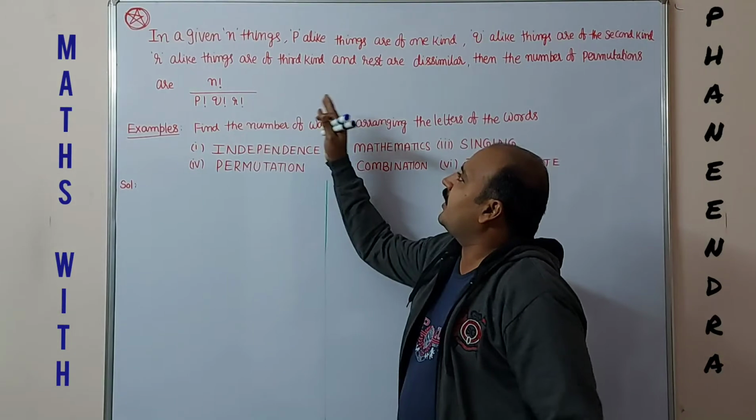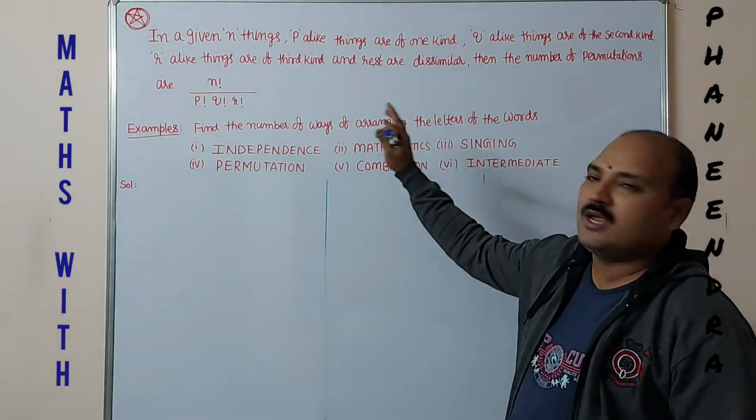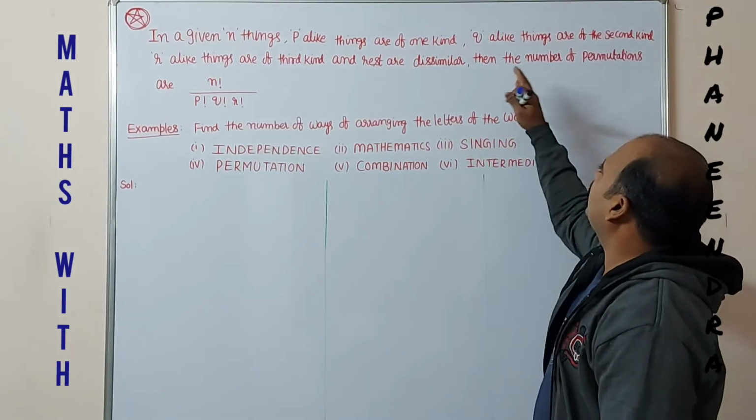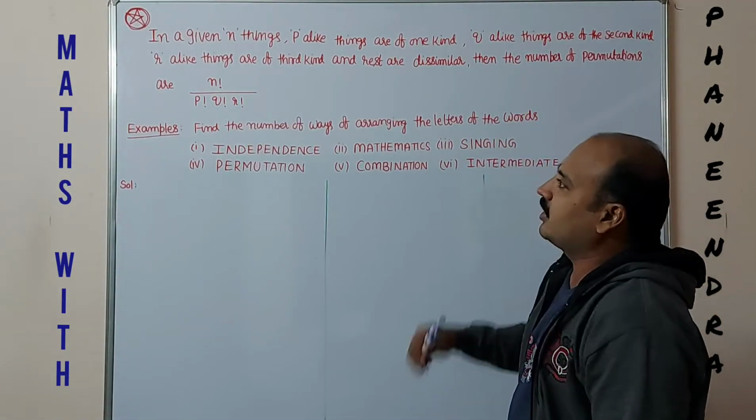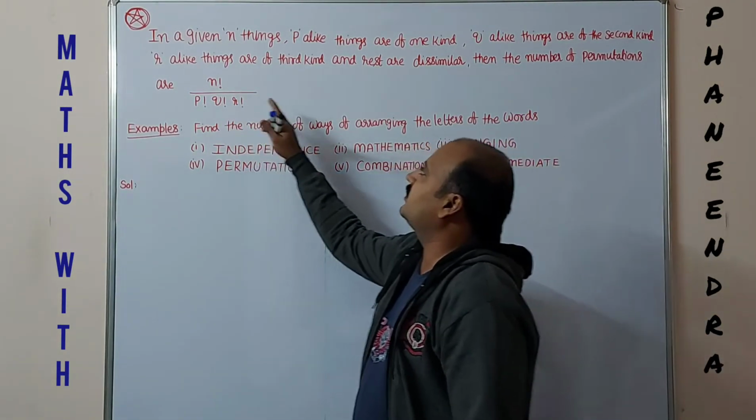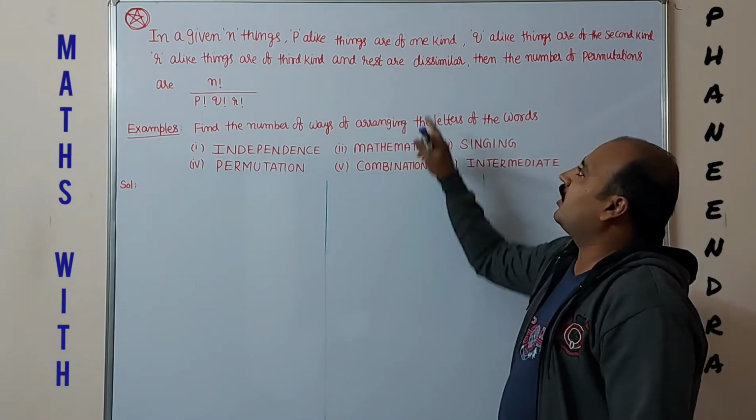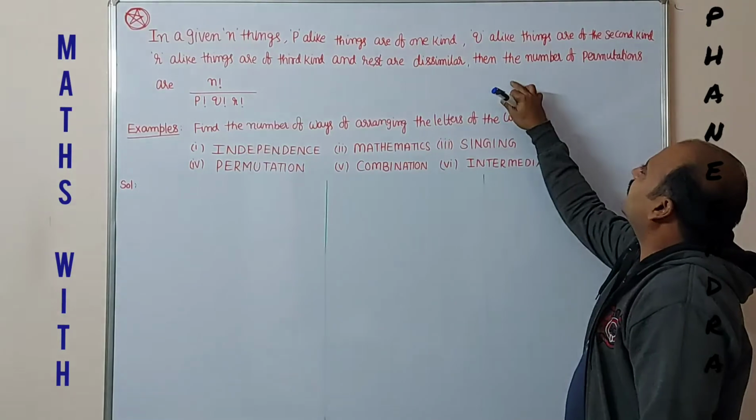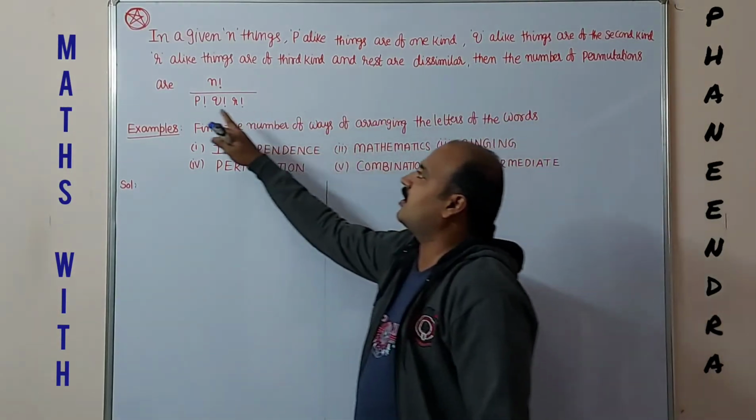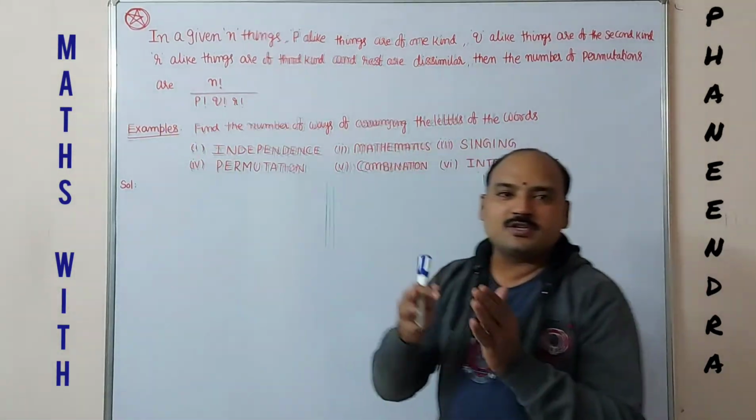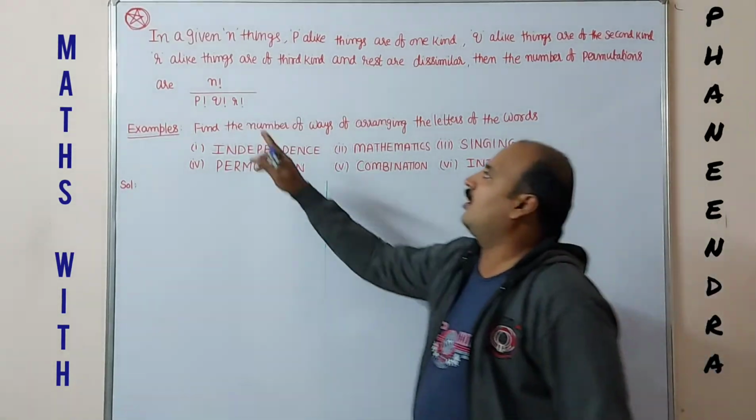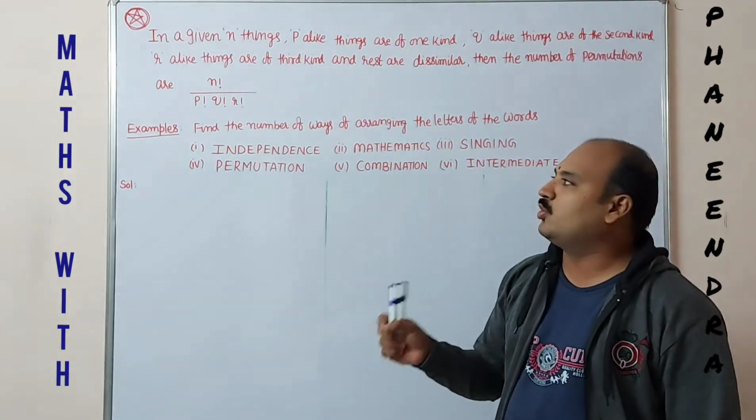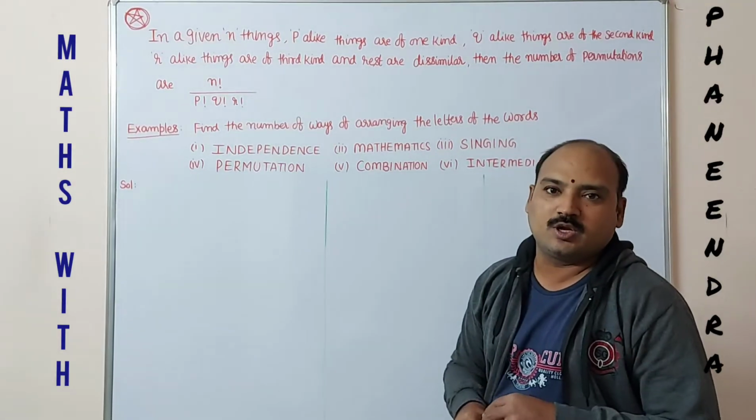In a given n things, p alike things are of one kind, q alike things are of second kind, r alike things are of third kind, and the rest are dissimilar, then the number of permutations, which means arrangements, is n factorial by p factorial into q factorial into r factorial.